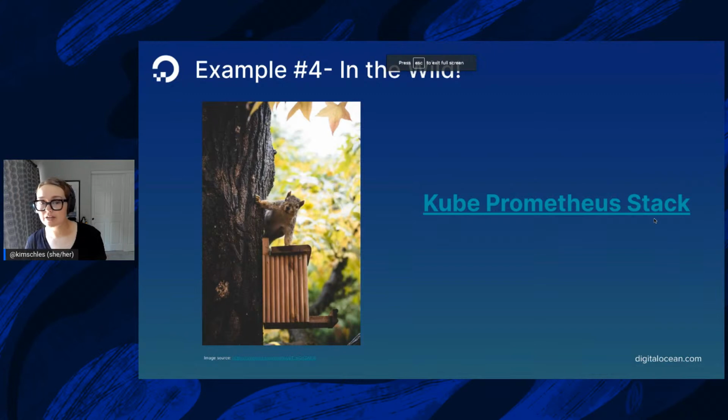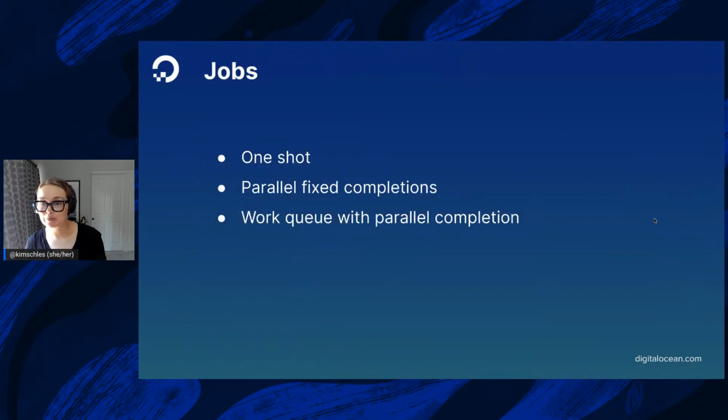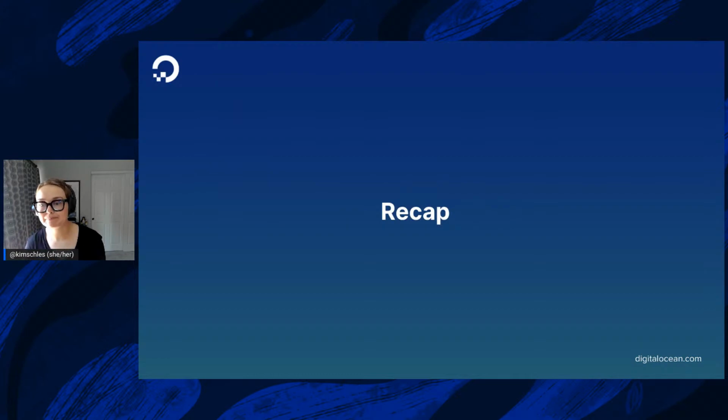All right. So that was our example in the wild of a Kubernetes stack. Just a reminder, jobs in Kubernetes can be set up to be one shot. One pod does one thing and then it's done. Parallel fixed completions, you have multiple instances of that pod running and they're all working alongside one another. And then work queue with parallel completion, where you have a work queue that's giving your job some information and the job takes care of the task at hand.